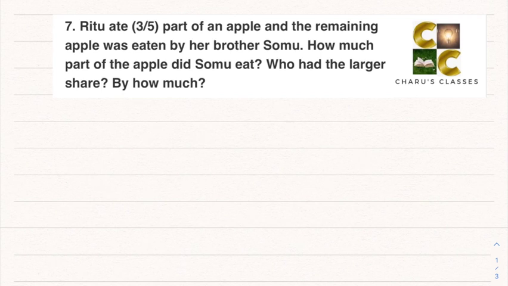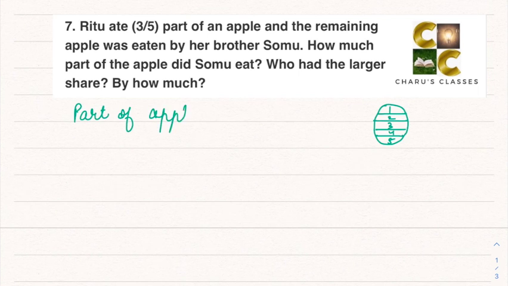So there is an apple. If we divide that apple into 5 equal parts, I'm just making it random right now, 1 2 3 4 5. So one apple, if we divide it into 5 equal parts, then Ritu had 3/5th part of the apple. So we can write, part of apple eaten by Ritu is equal to 3/5.